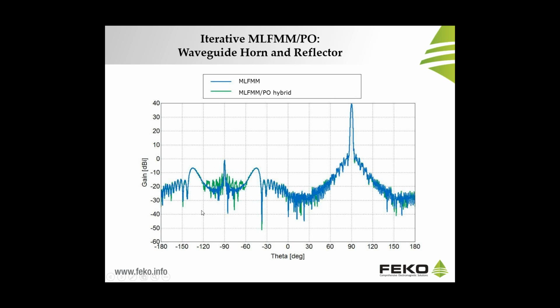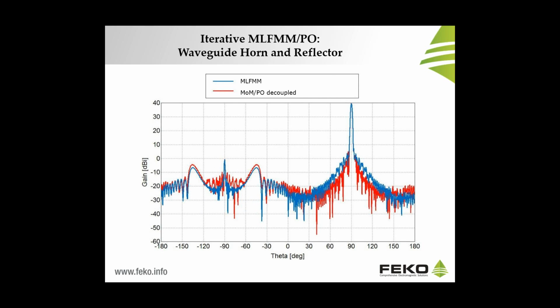But now what happens if we do not take the coupling between the methods into account? To illustrate this, in the next slide we show you again the gain, in blue for MLFMM, and in red the results using MLFMM and the physical optics method, but being decoupled. You can easily see the differences across all the different angles, so this is a case where the coupling between the two methods is something that you need to take into account.